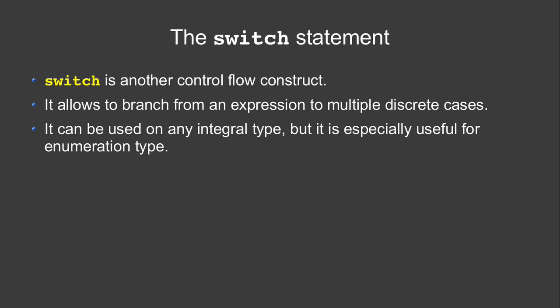Okay, now we will move on to the switch statement. Switch is another control flow construct like if, like loops. What it basically allows us is to have an expression of an integral type, and it will branch to multiple places in the code. It can be used on any integral type, but it is especially useful for enumeration types, which as we have seen, are just another integral type.